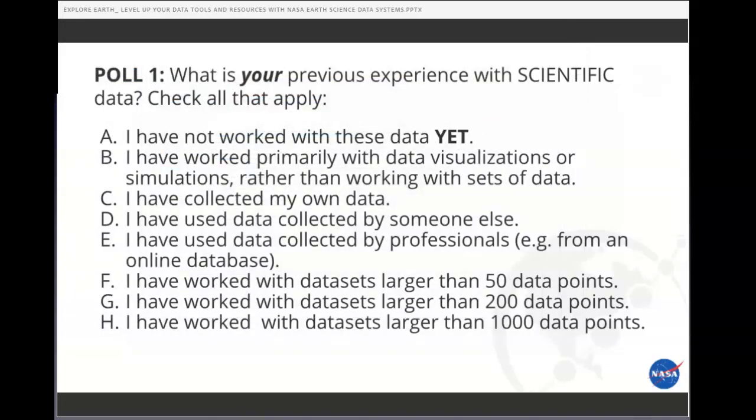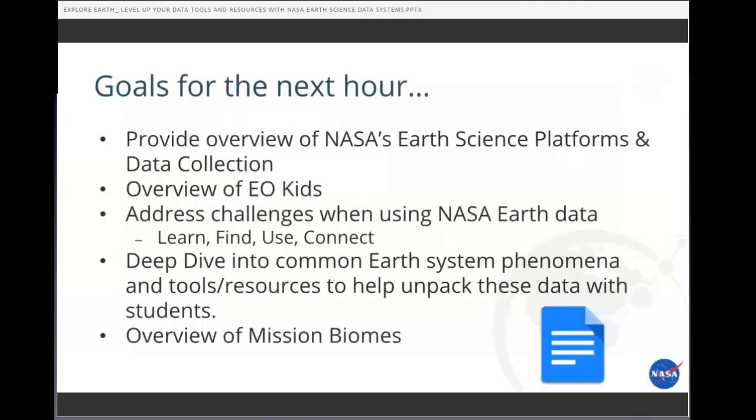All right, perfect. Next. All right, so what we've got planned for the next hour, less than the next hour, I'm going to talk to you very briefly about NASA's Earth Science platforms and how we collect data. We're not going to be talking about remote sensing or the science behind it, but if you're interested in how these satellites collect the data that they do, I have some resources that are shared, as Barbie mentioned, on a Google Doc that you will get at the end.